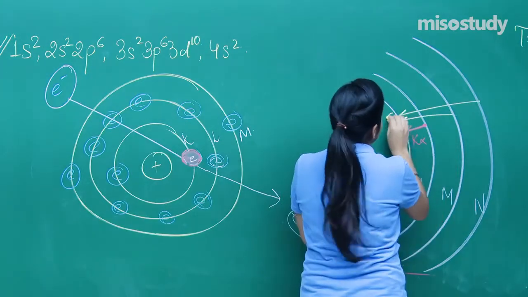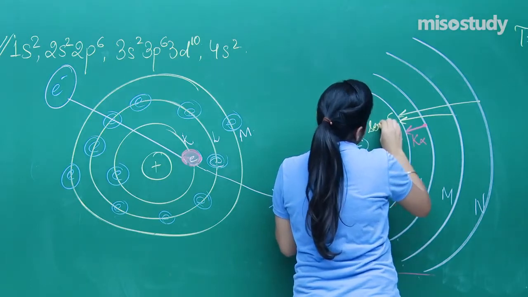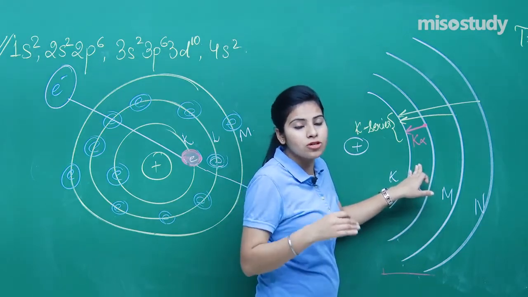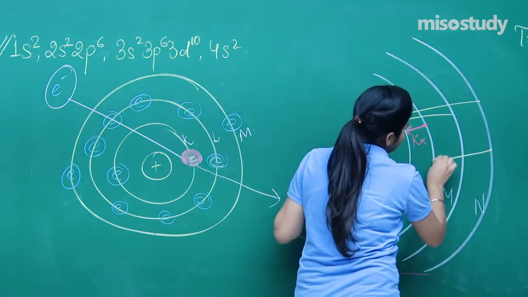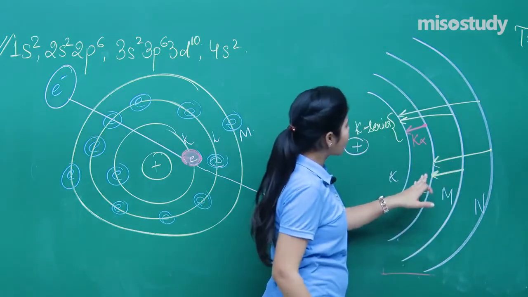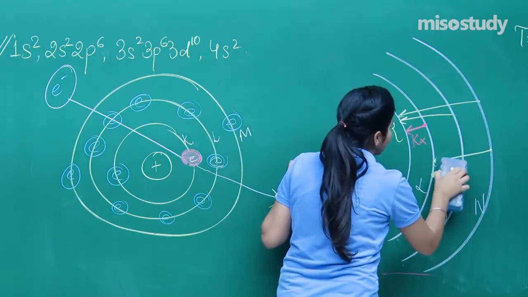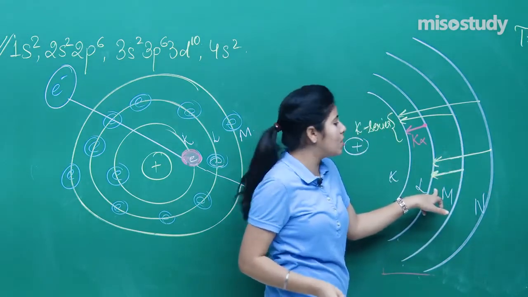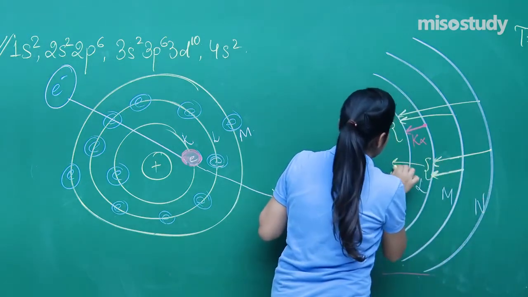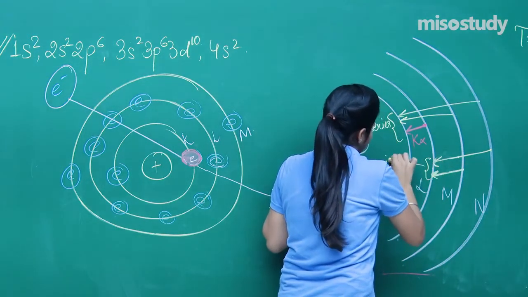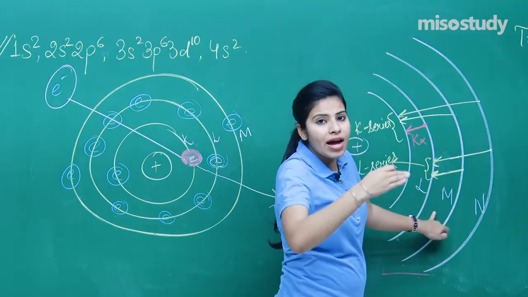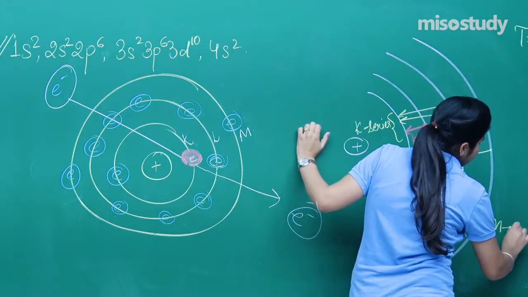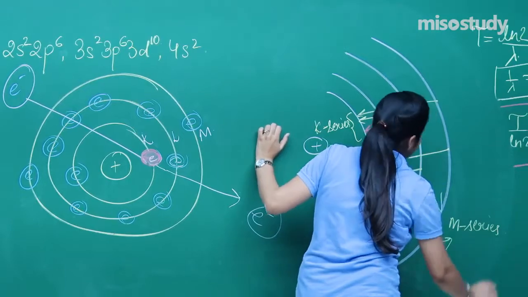So this is your K series. And when the electron will be coming from higher orbit to the M shell, that will be your... okay, so let me just tell you firstly for the L shell. Since it is L shell, when an electron comes from any higher orbit to the L shell, that will be your L series. And when it comes from any higher energy level to the M shell, that will be your M series. Similarly, it just goes on.